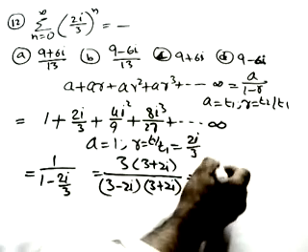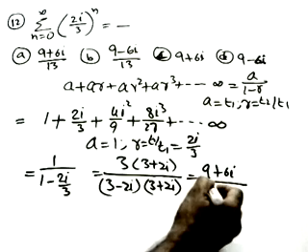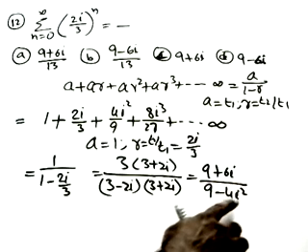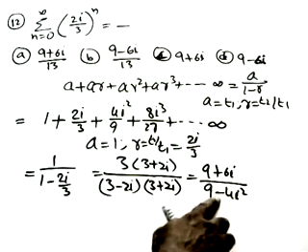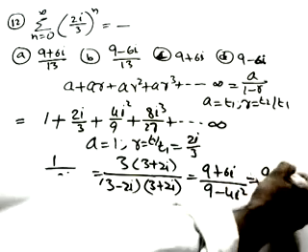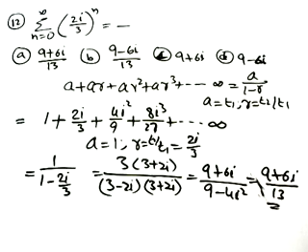Now 3 3s are 9 plus 3 2s are 6i, divided by a plus b into a minus b is a square minus b square. 3 square is 9 minus 4i square. So i square is minus 1, minus 1 is plus, 9 plus 4 is 13. The numerator is 9 plus 6i, over 9 plus 4, 13. So the answer is 9 plus 6i by 13.